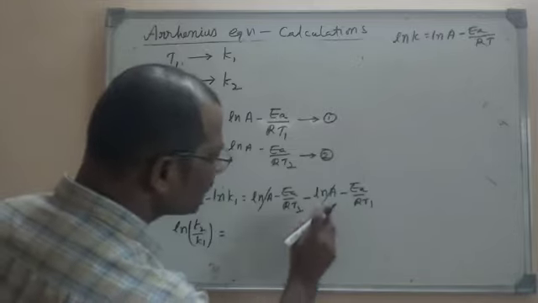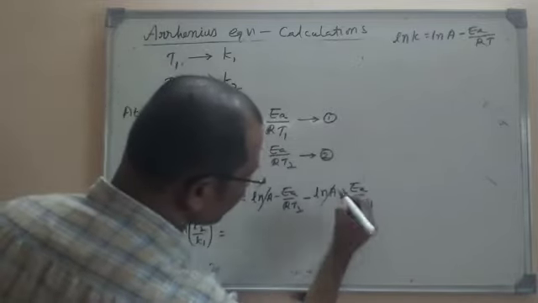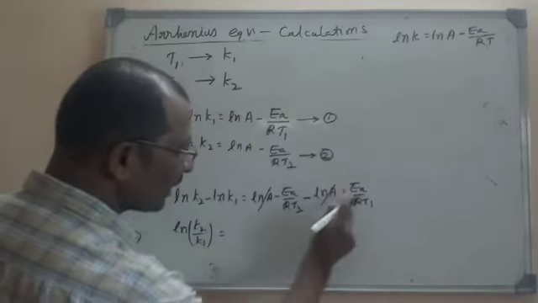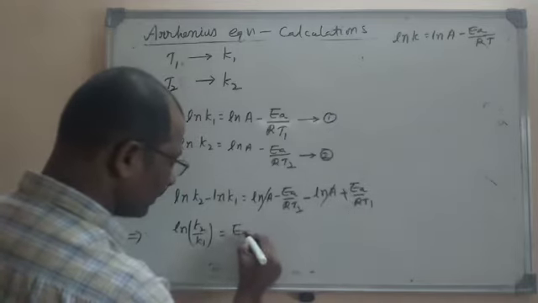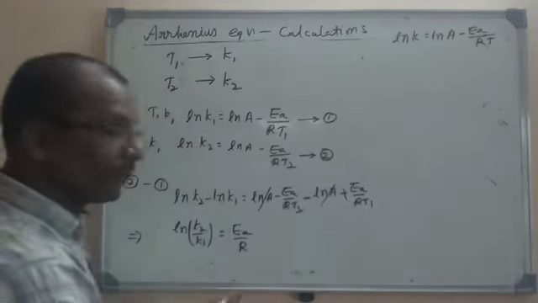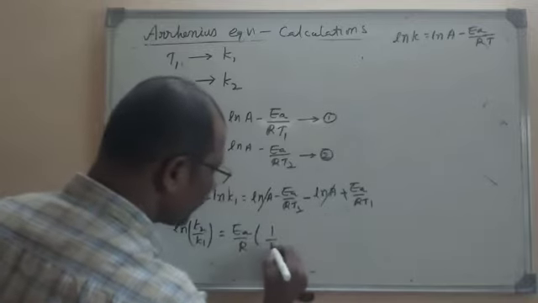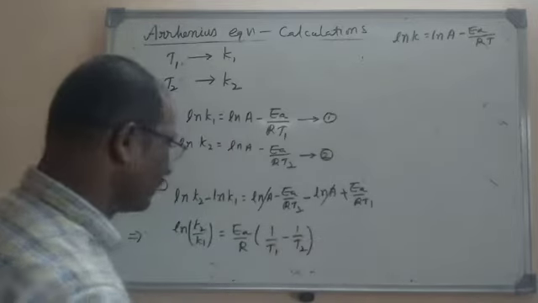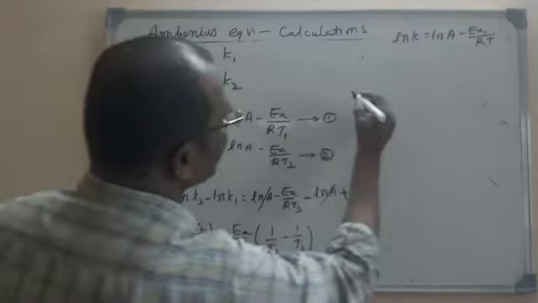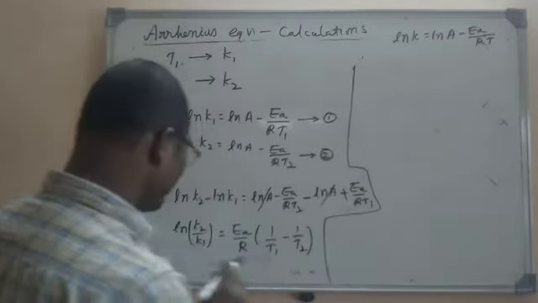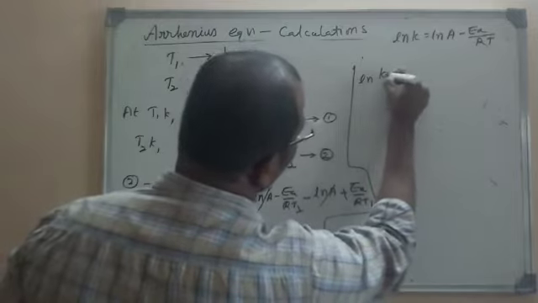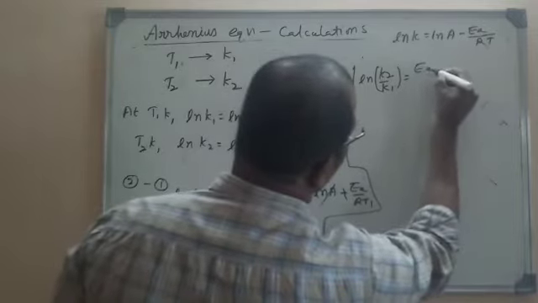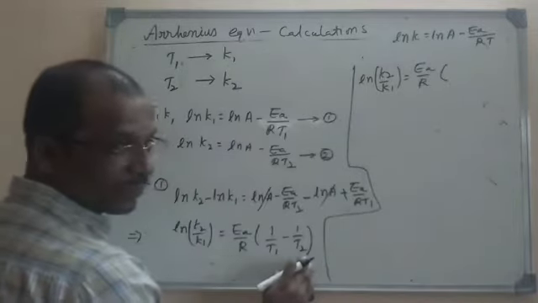So what is remaining here? Remember here minus of minus will become plus. That is most important. So what is remaining here? EA terms are remaining. I will take EA by R as the common factor. When EA by R is taken out, we are left with 1 by T1 and 1 by T2. You can simplify this term also. So what are we going to get here? ln k2 by k1 is equal to EA by R into, here T1 into T2 is the LCM.